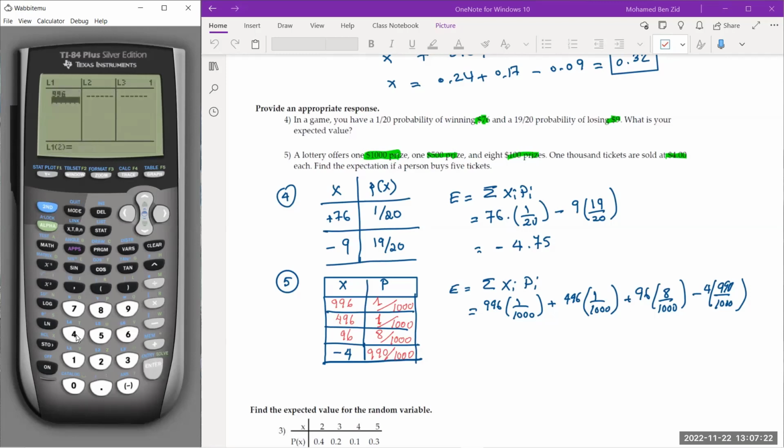Enter. The second number is going to be 496. Enter. Third number is 96. And the last number is going to be minus 4, right? That's my first column. The second column is going to be the frequencies.